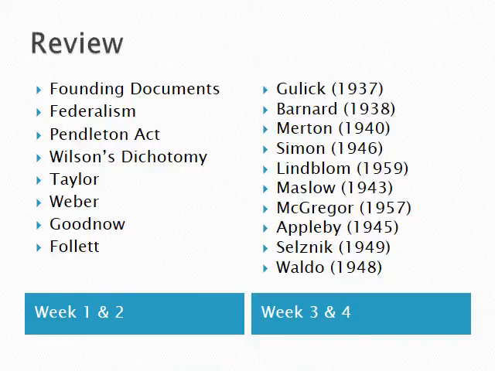All right, just a quick review of where we've been. We've covered the founding documents, we've covered federalism and the two types of federalism are... you get to answer that. We talked about the Pendleton Act and the beginning of us as public administration. We talked about Wilson's dichotomy, that dichotomy between the politics and the administration. Politicians on one side, public administrators on the other.